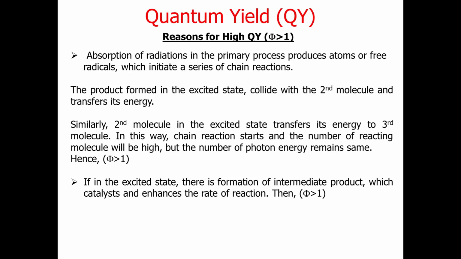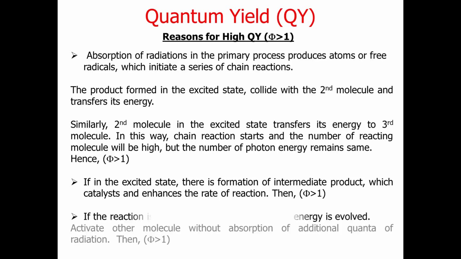The next point is, if in the excited state there is formation of an intermediate product which catalyzes and enhances the rate of reaction. In such a case, the corresponding phi value should be greater than 1.